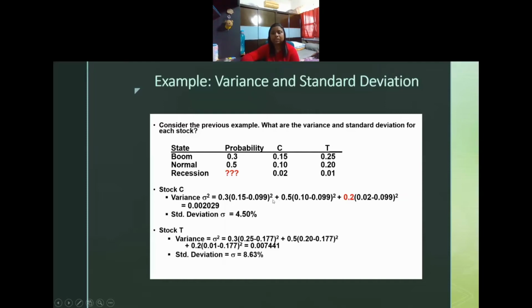So plus again, take 0.5 and then open bracket 0.10 minus 0.099 close bracket squared, and then add 0.2 and then open bracket again 0.02 minus 0.099 close bracket squared, and you get basically 0.002029. The standard deviation, you square root it back and then you will get the figure, and then you can convert into percentage, which is 4.50.